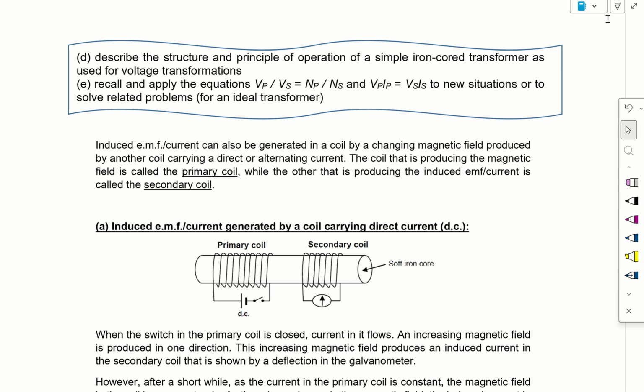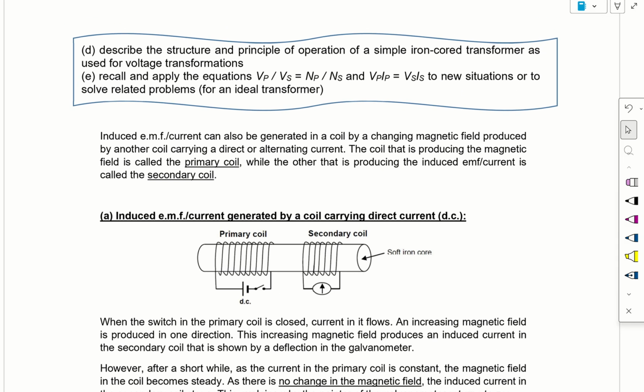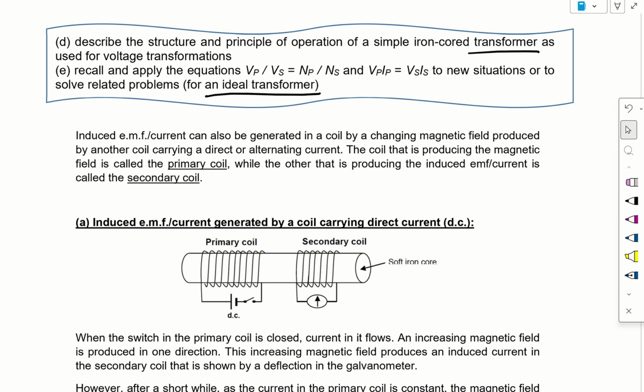Okay, for this video, I'll be going through chapter 19, Pure Physics, Electromagnetic Induction, Success Criteria D and E. For D, it is to describe the structure and principle of operation of a simple iron core transformer, as used for voltage transformation. And E is to recall and apply the equations as shown to new situations or to solve related problems for an ideal transformer. But of course, we will also talk about real life transformers.